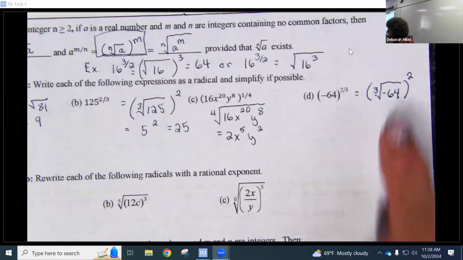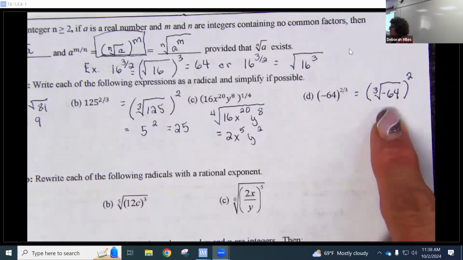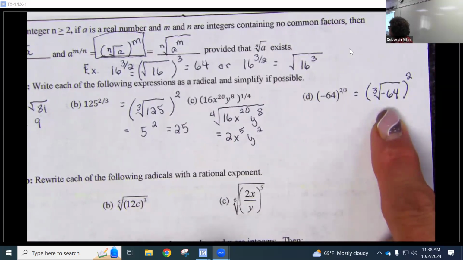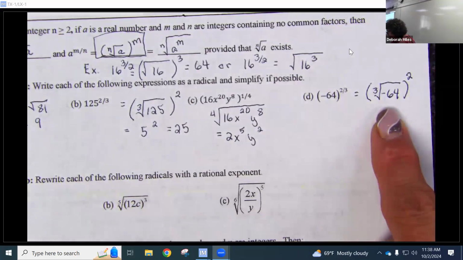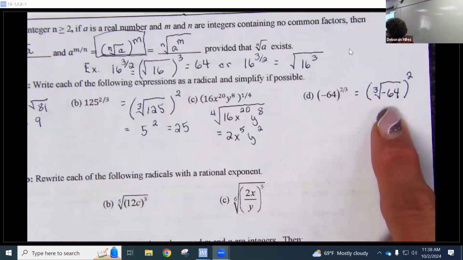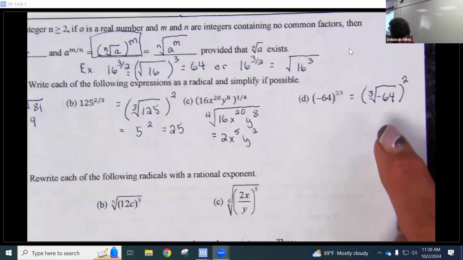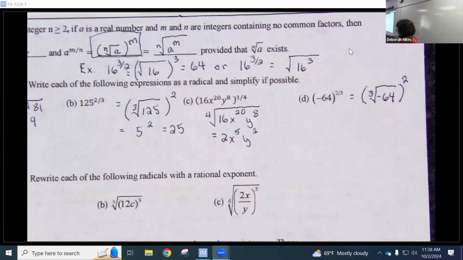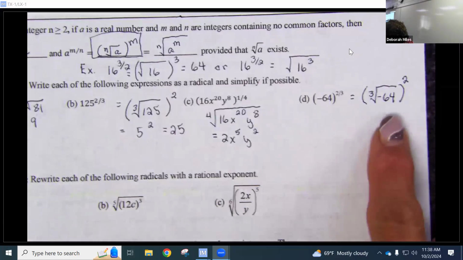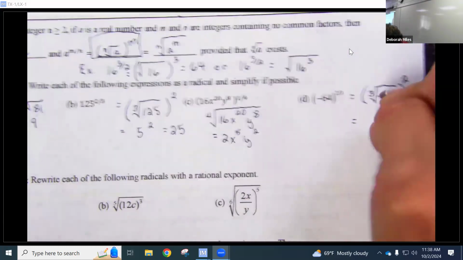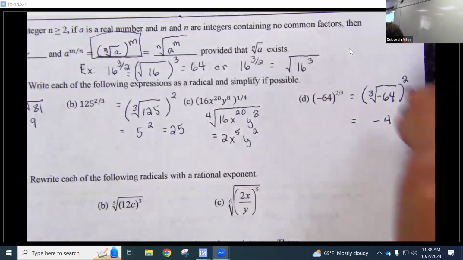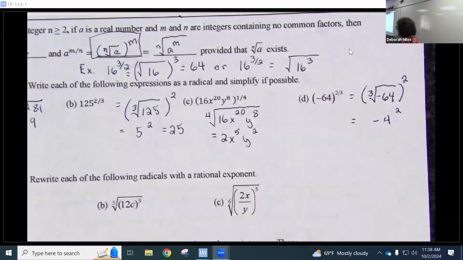So is cube root of -64 a real number? Can you think of something you multiply 3 times that would give you -64? Yeah, you can multiply a negative 3 times and get a negative. You can't multiply a negative an even number of times and get a negative. But this is a real number, -4, and then I need to square it.